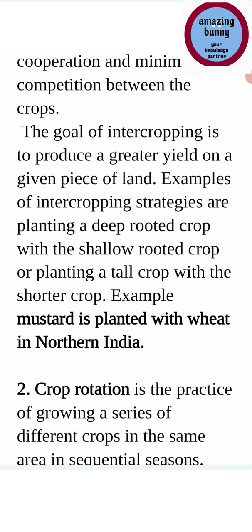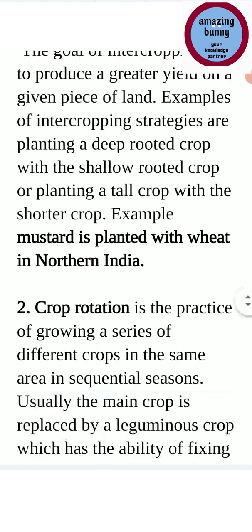Examples of intercropping strategies are planting a deep rooted crop with a shallow rooted crop, or planting a tall crop with a shorter crop. An example is mustard planted with wheat in northern India.